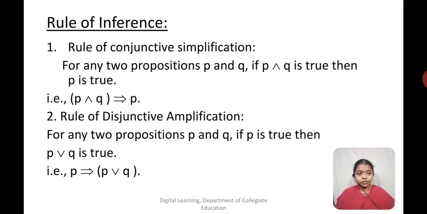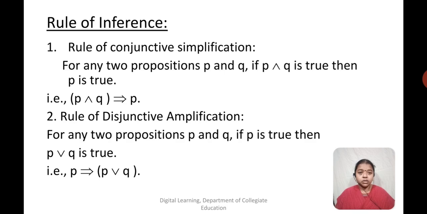Now there are 6 different rules of inferences which are very important. The first rule is the rule of conjunctive simplification. Here we consider 2 propositions. For any 2 propositions P and Q, if P and Q is true, then P is true. That is, we take 2 propositions and use the logical connective and; if everything is true, then according to the rule of conjunctive simplification, P should also be true. In symbols, we write this as P and Q implies P.